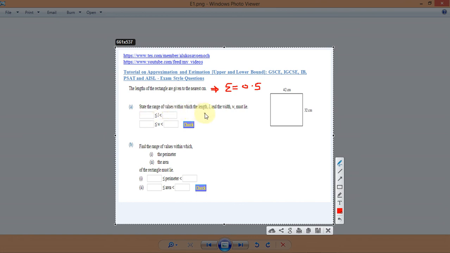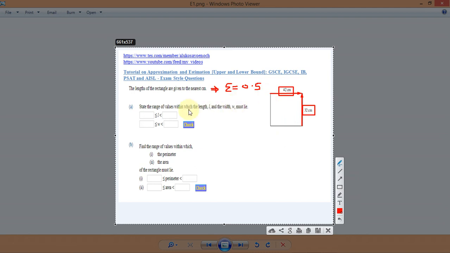So state the range in which the length and the width must lie. Which one is the length and which one is the width, guys? It's relative, but we do take the longest side to be the length oftentimes. So I'll go with 4.2 as my length, but it's okay, you can just take any as your length. Conventionally we take the longest side as the length. So the length here is 4.2.